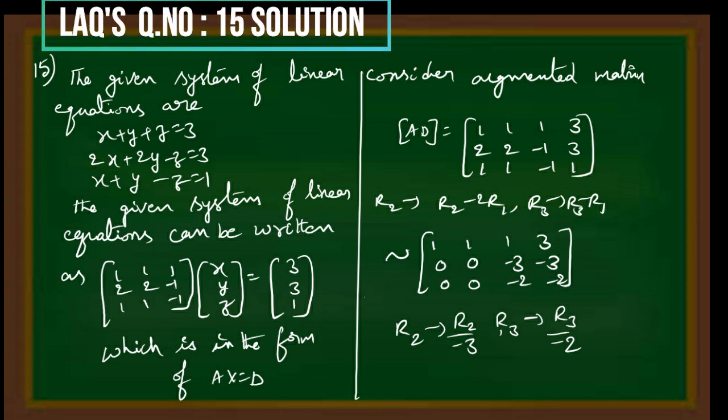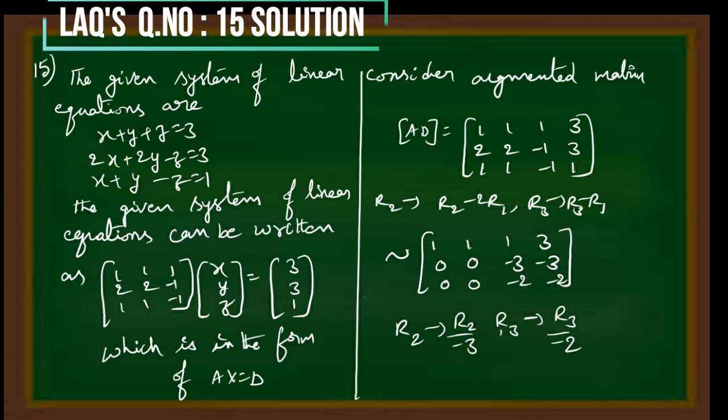Now consider the augmented matrix [A|D] = [1, 1, 1, 3; 2, 2, -1, 3; 1, 1, -1, 1]. To check whether the system is consistent or inconsistent, first we change the augmented matrix into echelon form, using only row operations. In the first step, R2 changes to R2 - 2R1 and R3 changes to R3 - R1. That is equivalent to [1, 1, 1, 3; 0, 0, -3, -3; 0, 0, -2, -2].